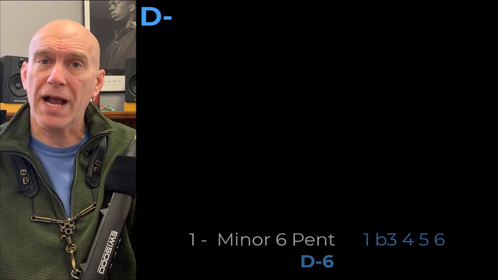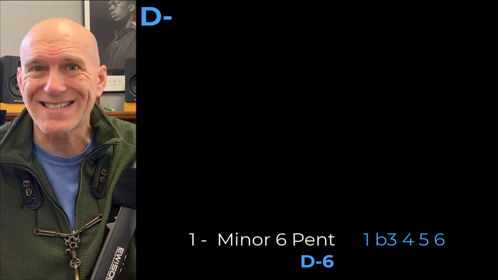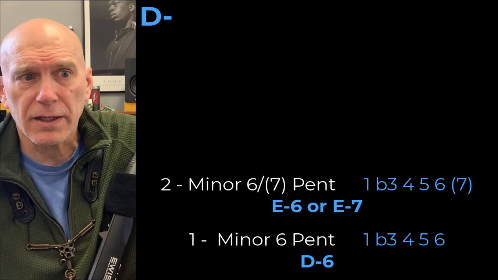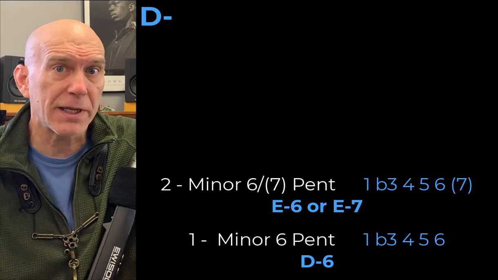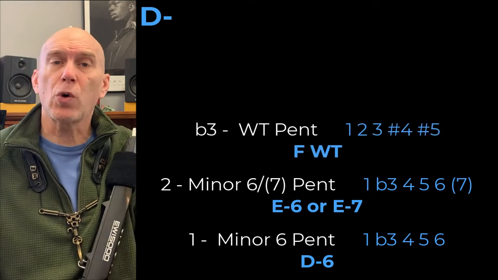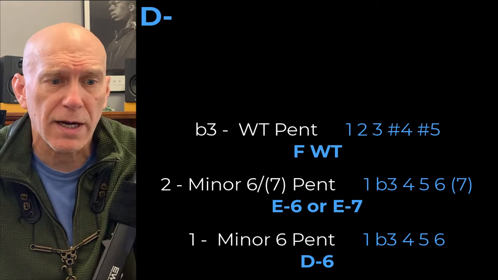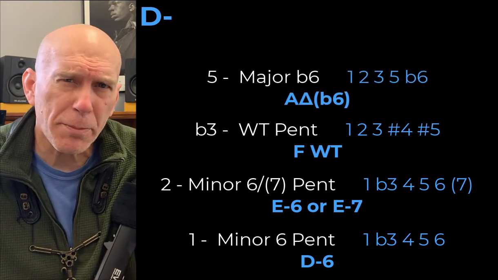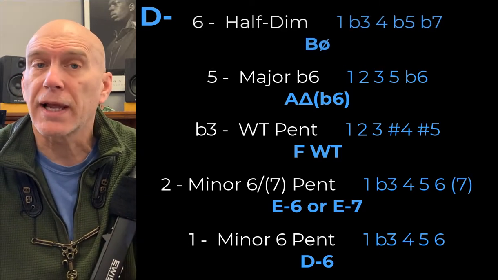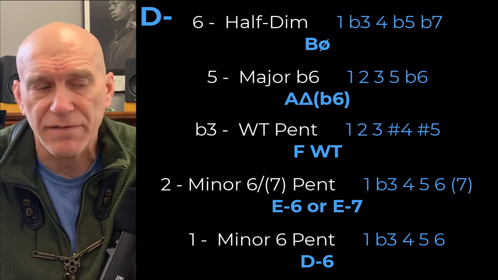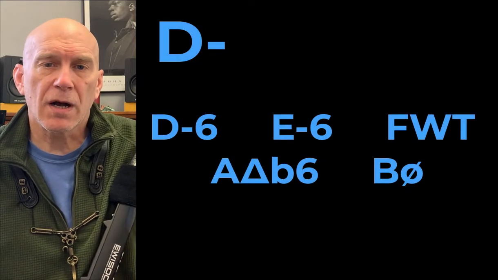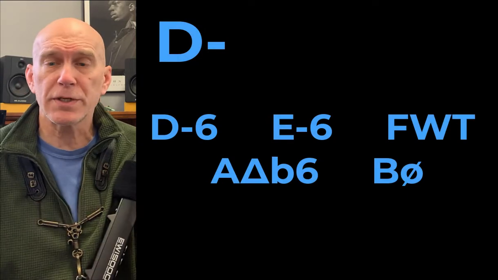Off the 1, you can build a minor 6 pentatonic. So in this case, it would be D minor 6 pentatonic. Over the 2, you could use a minor 7 pentatonic or a minor 6 pentatonic, so that would be E minor 7 pentatonic or E minor 6 pentatonic. Over the flat 3, you can build a whole tone pentatonic, so that would be F whole tone pentatonic. Off the 5, you can build major flat 6 pentatonic. In this case, it's going to be an A. And finally, off the 6, you can play a half diminished pentatonic, or minor 7 flat 5 pentatonic. In this case, B half diminished. And that gives us 5 altered pentatonics that we can apply anywhere we see ascending melodic minor.